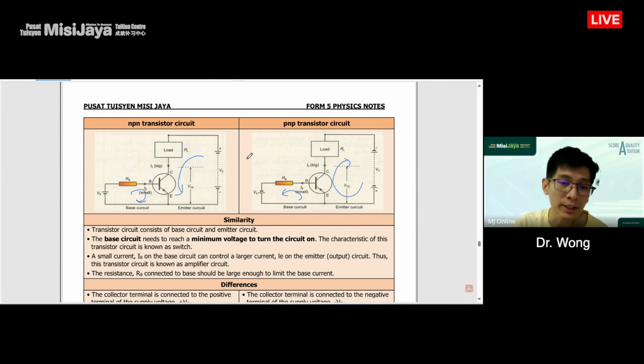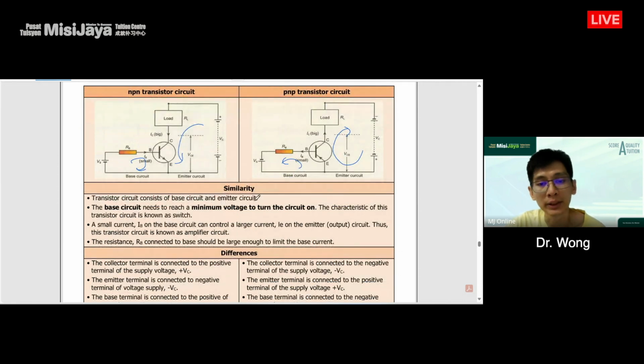Okay, so the transistor circuit has the base circuit and the emitter circuit. The similarity is this: the base circuit needs to have a minimum voltage to switch on the transistor. The characteristic of this transistor circuit is that it is known as a switch. Okay, so when we have a small IB current in the base circuit, it can control a large current on the emitter output circuit. Okay, so I think here is a typo. Therefore, this transistor is known as the amplifier circuit.